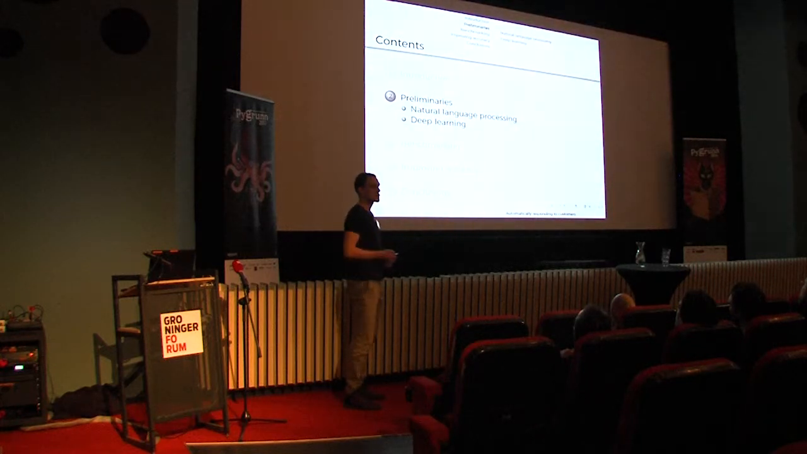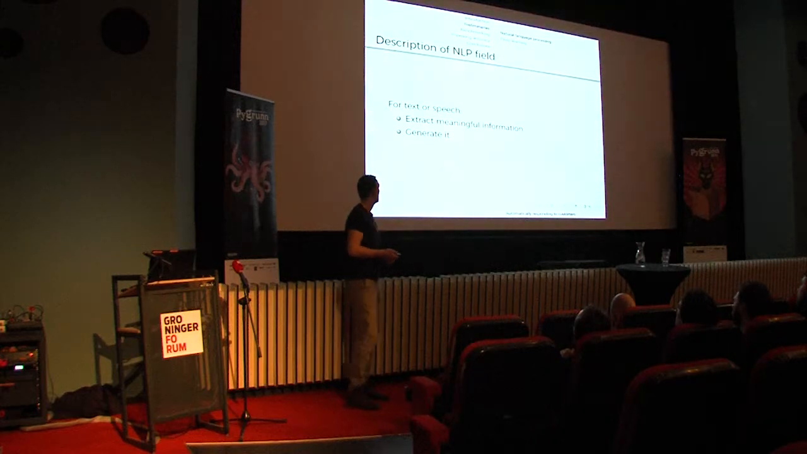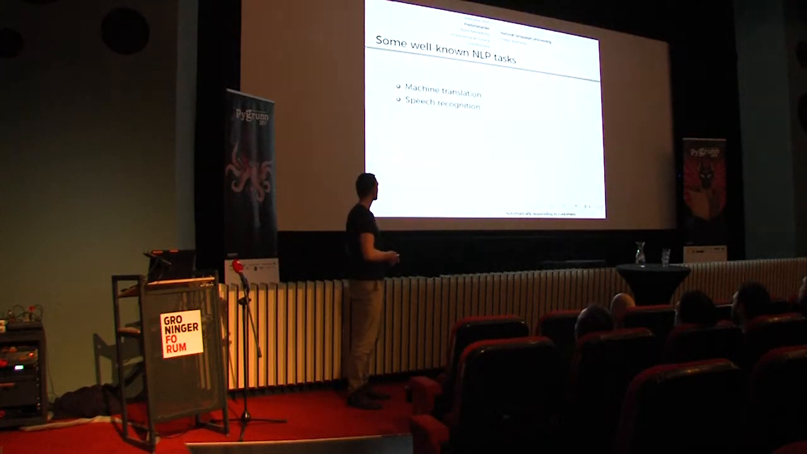So first, the preliminaries about natural language processing and deep learning. Natural language processing is about, for text or speech, extracting meaningful information and generating meaningful information. And for today, we will basically be focusing on extracting meaningful information. Where do you know this from? What have you used in practice? Probably you have used machine translation, where you extract the information from one sentence in, let's say, German, and then you generate it in English.